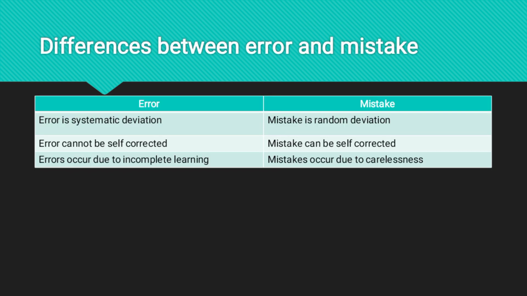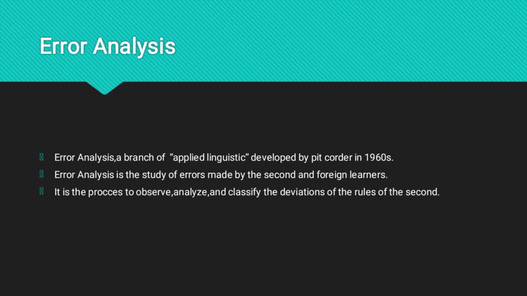Difference between error and mistake. Error is systematic deviation. Error cannot be self-corrected. Error occurs due to incomplete learning. Mistake is random deviation. Mistake can be self-corrected. Mistake occurs due to carelessness.